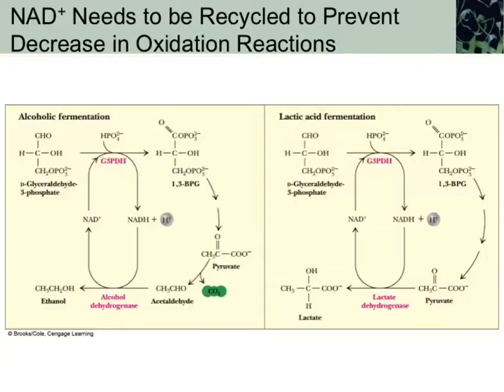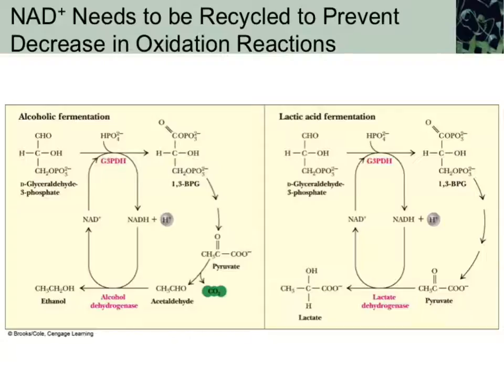This is saying the same thing that I did before. NAD plus needs to be recycled to prevent a decrease in your oxidation reactions. So really what we're saying is we need ATP. How do we make it? We need NAD plus. So that's why we're going through this process. We need more NAD plus.